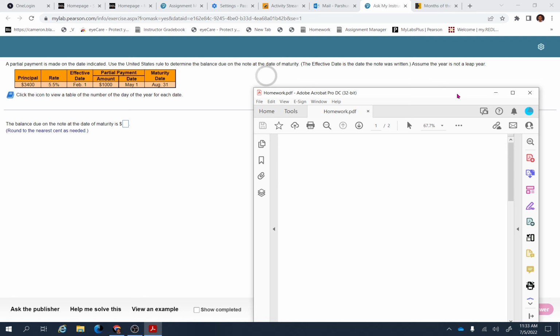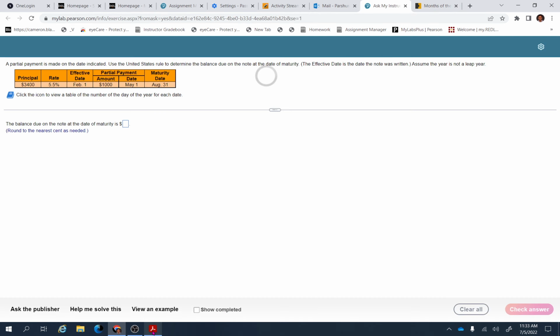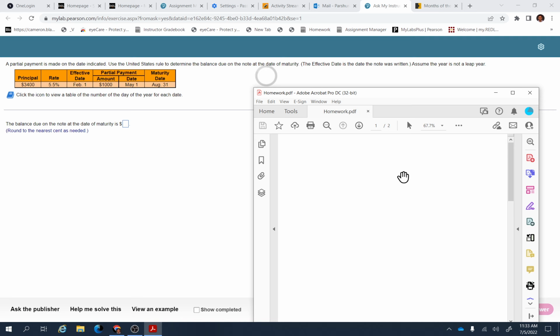So first of all, you need to calculate the number of days from February 1 to May 1. You can do that by looking at the number of days in different months. I'm going to use 28 days in February, and the other months are fixed. So if you use these, you can calculate how many days there are from February 1 to May 1. So it's 89 days.